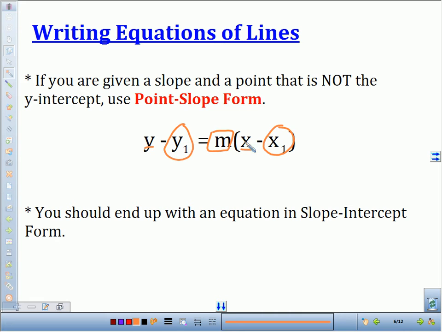Now, the goal of any equation that's written in point-slope form is to get the equation into slope-intercept form, which is y equals mx plus b. So this is our end goal, y equals mx plus b.